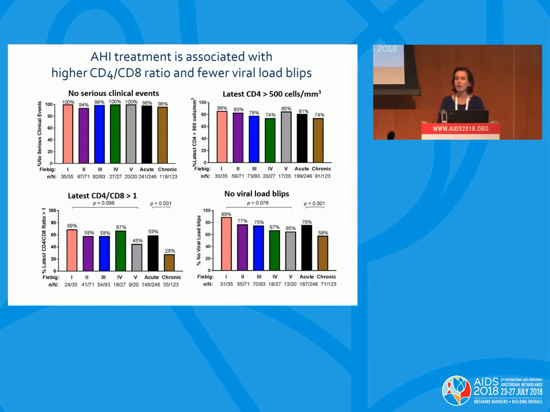What really differs between the groups is the latest CD4/CD8 ratio more than 1. We see more people treated early achieving this compared to people who are treated later. And in terms of the different Fiebig stages, we see that Fiebig 1 did slightly better. I mean, this is far from being significant statistically. But also for no viral load blips, we see the acutes doing better than people treated later, and a trend for people treated very, very early in Fiebig 1 doing better than people who are treated later in acute infection.